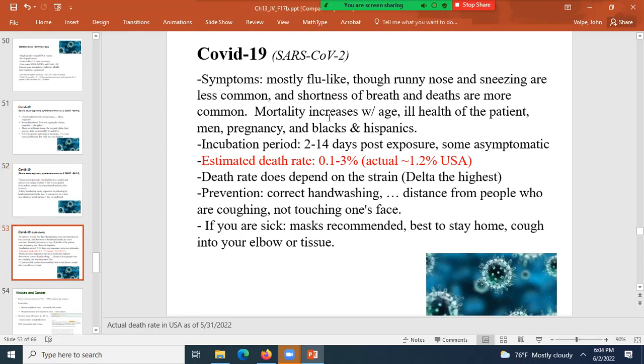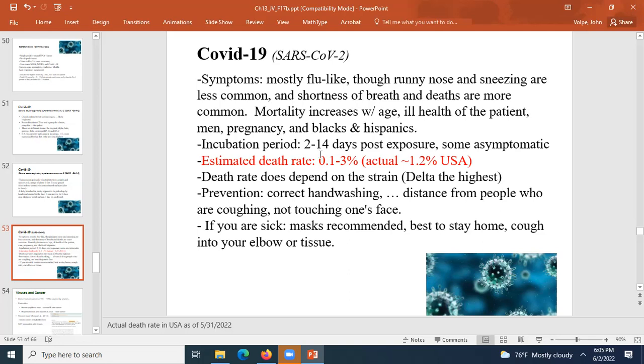The mortality of COVID-19 increases with your age, with the ill health of the patient, meaning if you're already ill and then you get COVID-19, you're more likely to die. Deaths and severity are more common in men. Pregnancy increases the severity and the deaths of COVID-19. And for reasons that I've never heard anyone explain, Blacks and Hispanics have more deaths and more serious disease than whites and Asians. Any question about any of that?